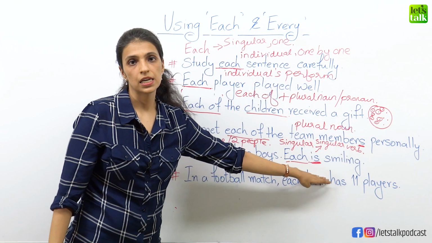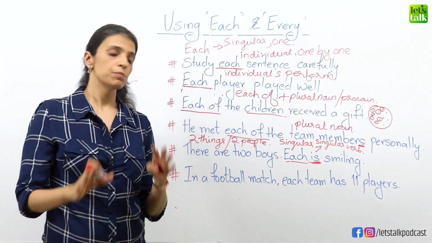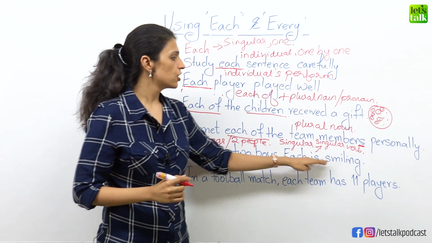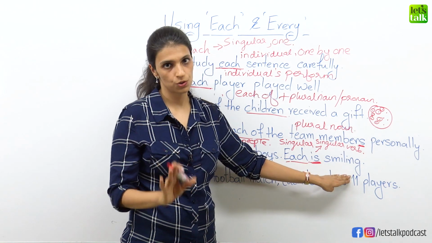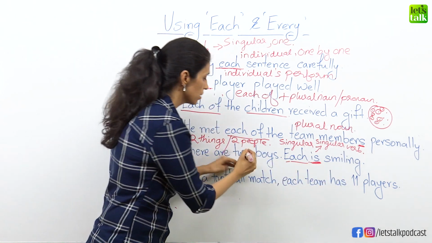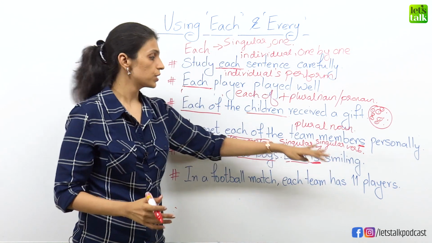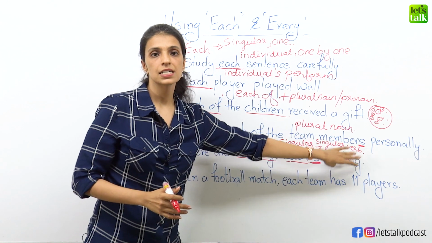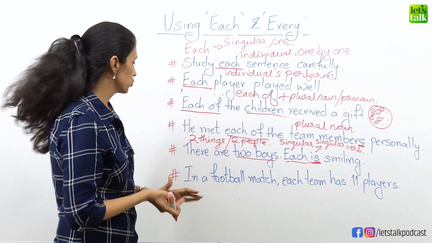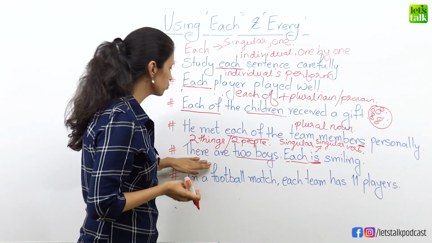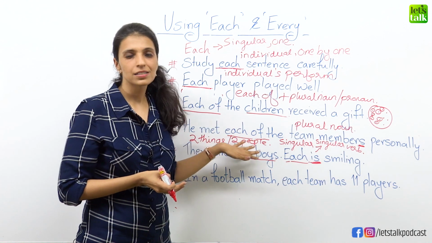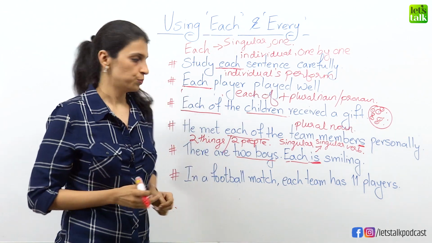So each is smiling. Now a lot of people would make the mistake and say each are smiling. Well, that is not the case, though we are talking about two boys, but each is smiling. You can say each of them is smiling. So remember, we use each to talk about two things, or maximum two people, but two.